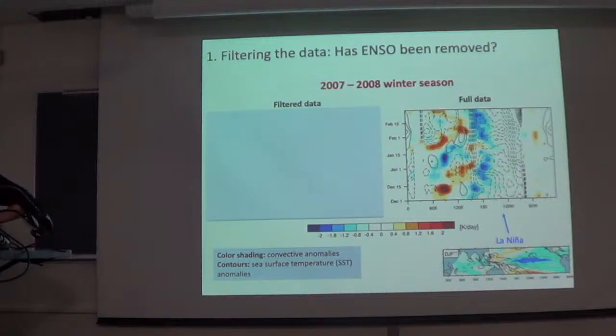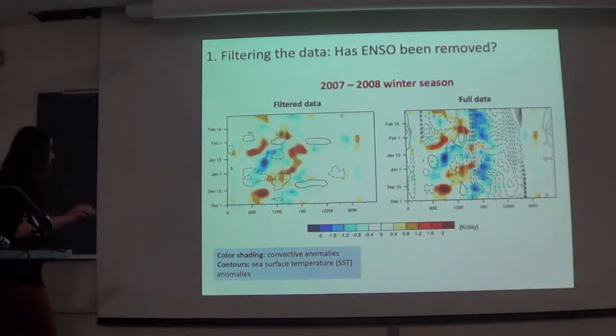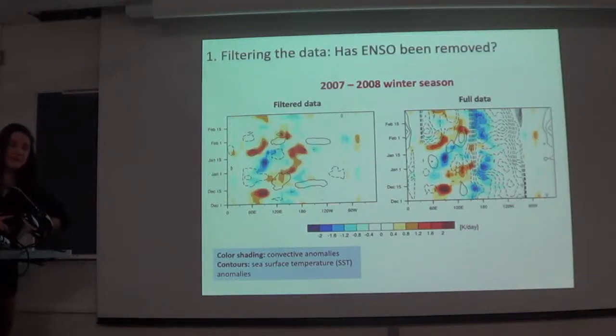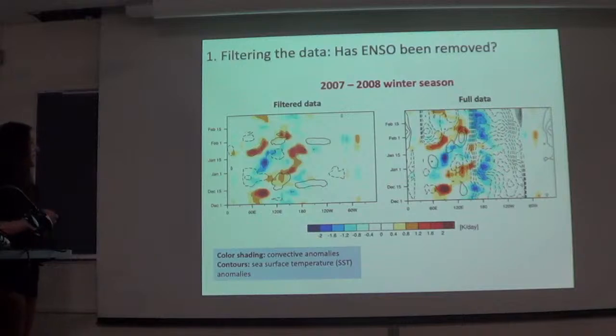So let's look at the filtered data. So this would be with the ENSO removed, all of the dynamics strongly coupled to SST are removed. So you can see the ENSO's gone. ENSO is that persistent SST anomaly.